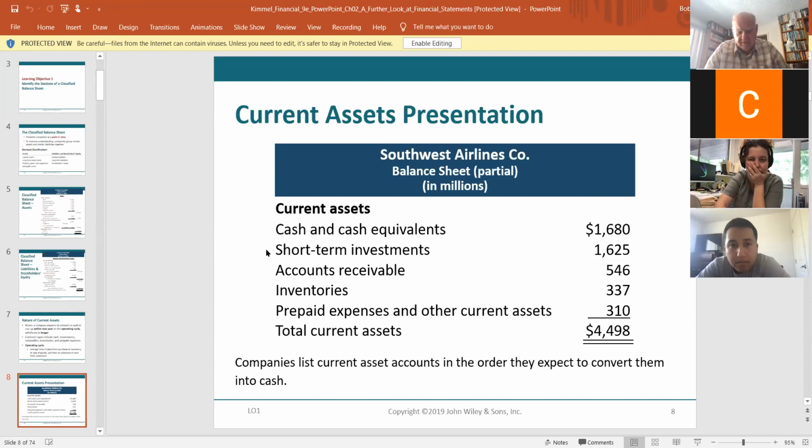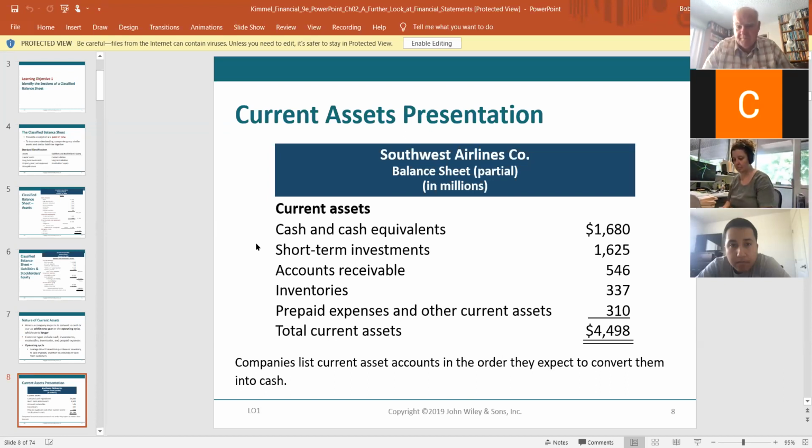They're always listed in terms of liquidity. By liquidity, I mean the ease in which it can be turned into cash. Now, cash itself is very, very liquid. It is liquidity by definition. A short-term investment, you can sell that in 10 seconds. You click on your computer and say sell, you sold it. You call your broker, tell them to sell it, you got rid of it.